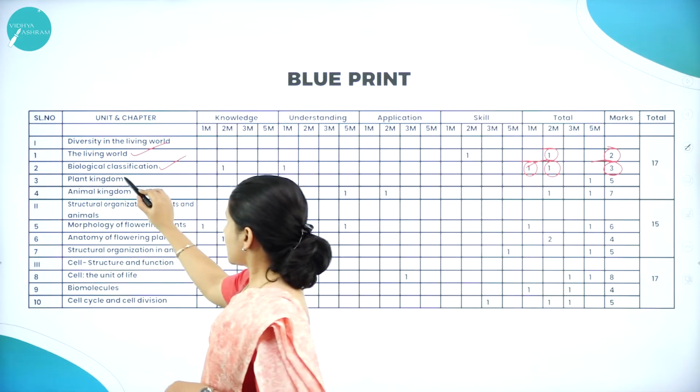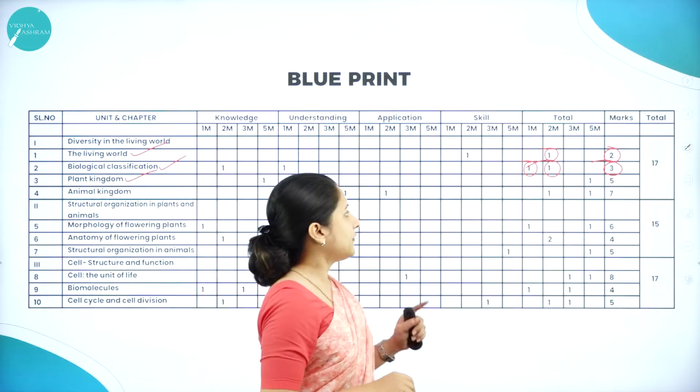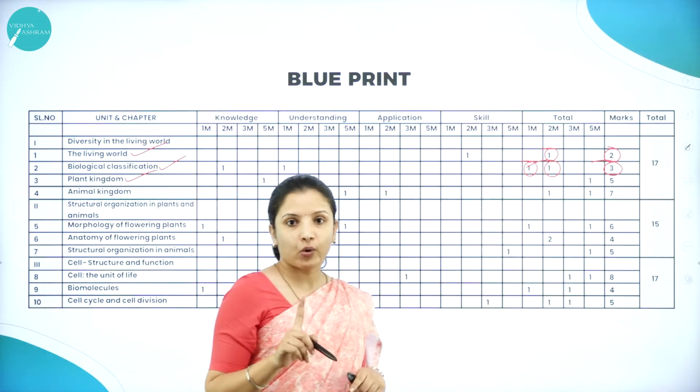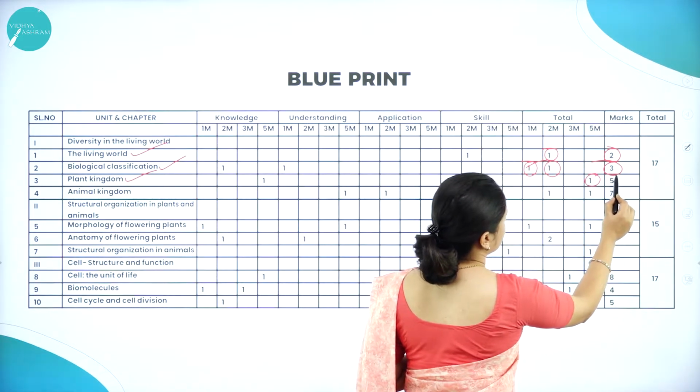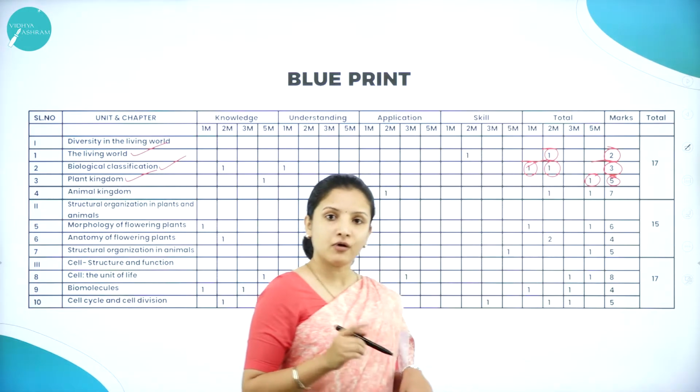Next, Plant Kingdom: how many marks will they ask for? They'll ask only 1 question from Plant Kingdom, which is for 5 marks. So therefore, the whole chapter is for 5 marks.